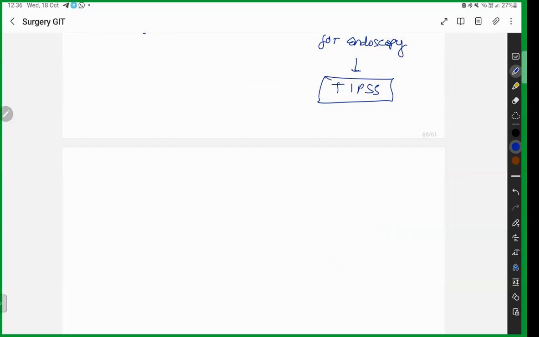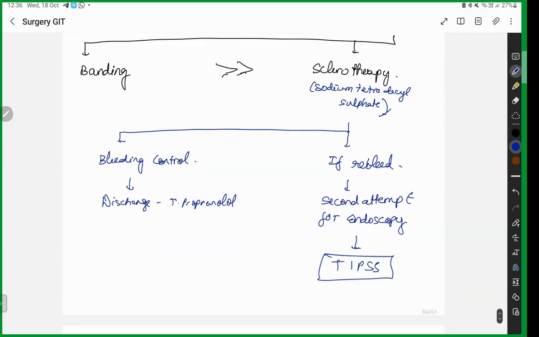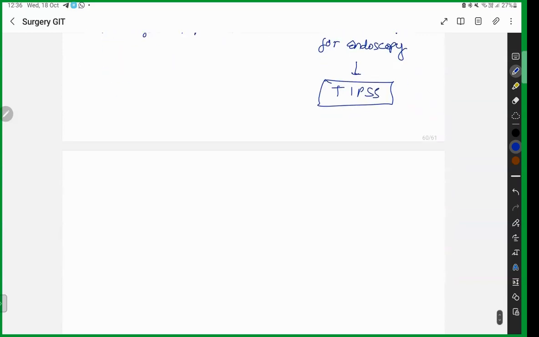So we are going to do TIPSS. Okay, until we do TIPSS, we have to wait. Okay, until we do TIPSS on the patient, we have to wait. So this procedure you can actually follow for both the things, guys. Banding can be used, sclerotherapy can be used, it is the same. So what you are seeing is whether the bleeding is getting controlled or not.